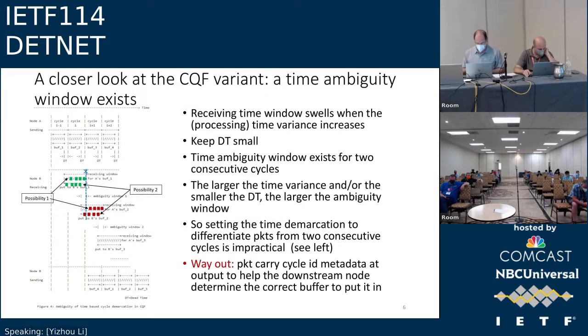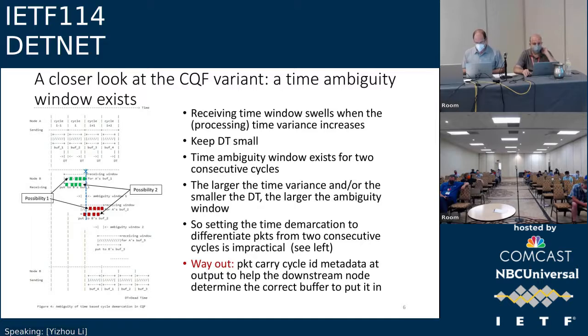But when we take a closer look at the CQF variant, we find out that a time ambiguity window exists. As the diagram at the left shows, we see that there is a processing time window here. It swells because we want to support the larger processing time variance. With the increasing of the time variance, we can see the degree of the swelling is more severe. So the time ambiguity window will exist for 2 consecutive cycles from node A.